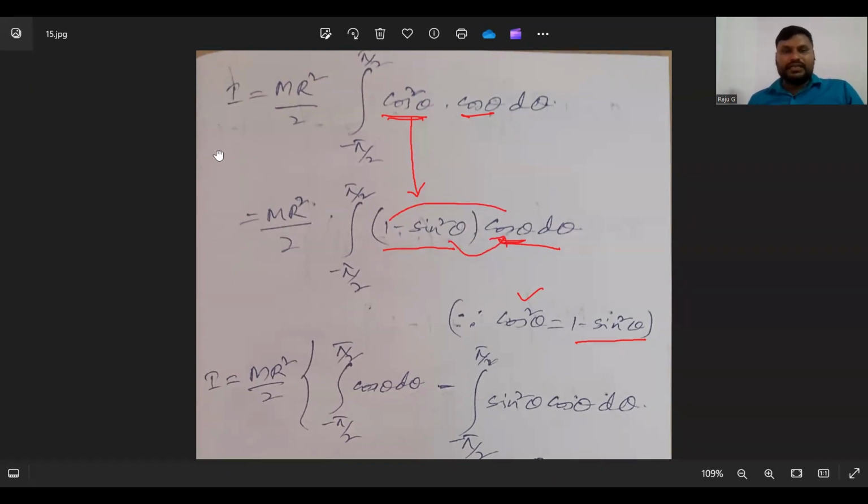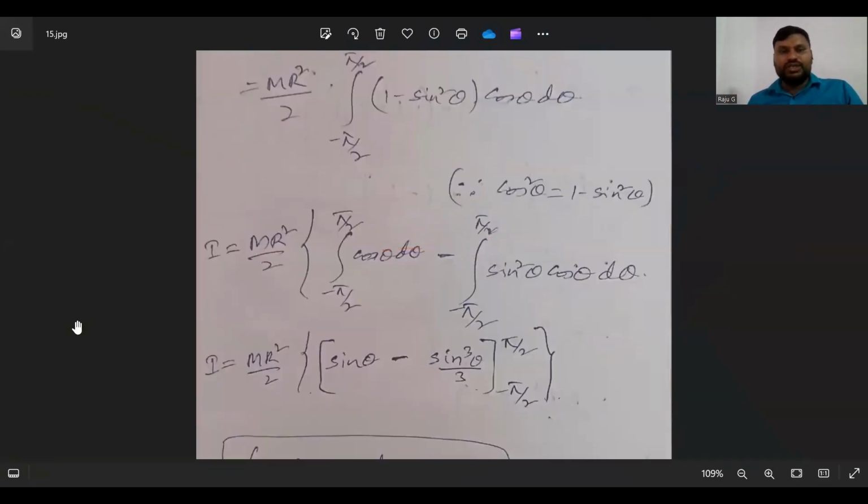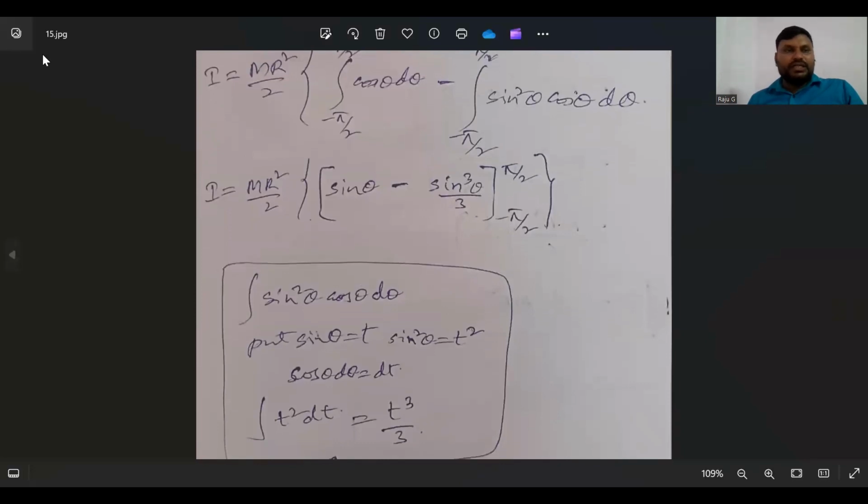And then we apply integration to the individual terms. We will get m r square by 2 outside the integration, multiplied with the individual terms: the integral from minus pi by 2 to pi by 2 of cos theta d theta, after multiplying cos theta d theta to the 1, minus the integral from minus pi by 2 to pi by 2 of sine square theta into cos theta d theta. Next, m r square by 2, and the integration of cos theta d theta is nothing but sine theta.